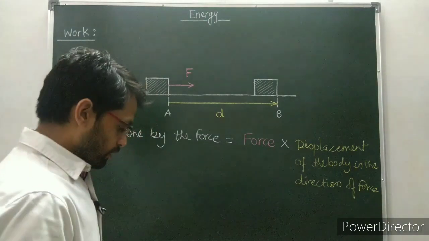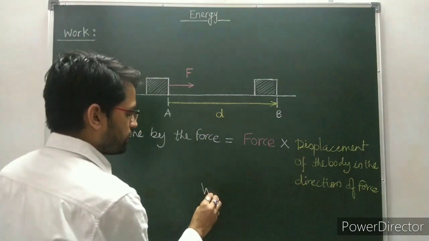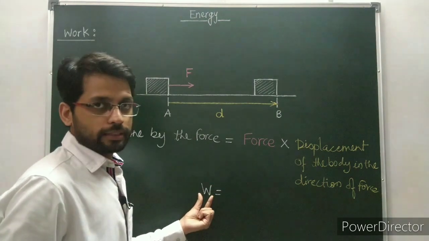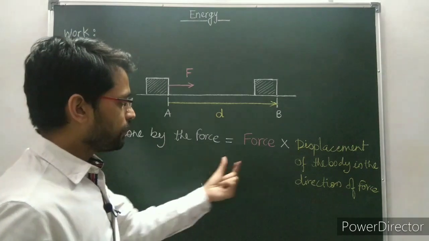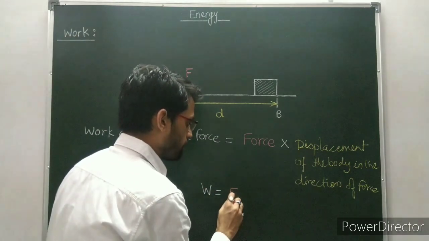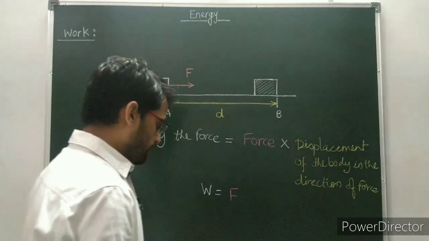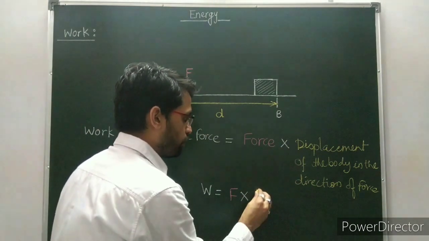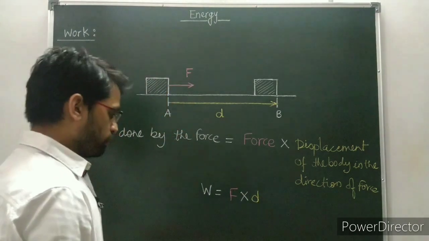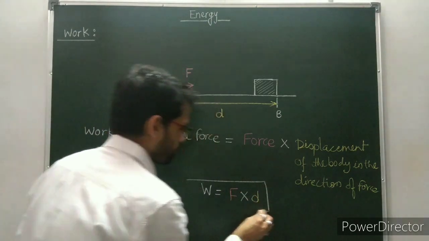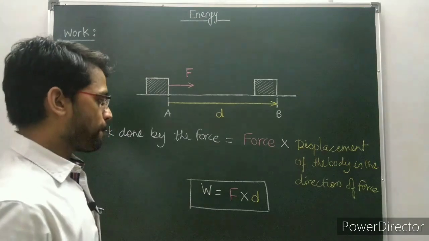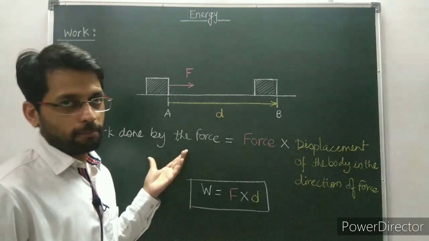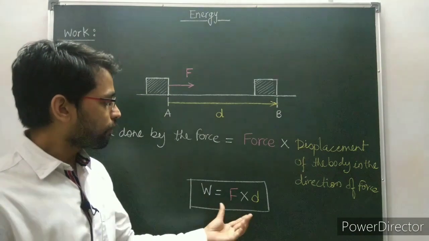Symbolically we can write work done, W, which is the symbol for work done by a force, is equal to the magnitude of force multiplied by the displacement in the direction of force. So this is the mathematical expression for the work done by the force. Note it down.